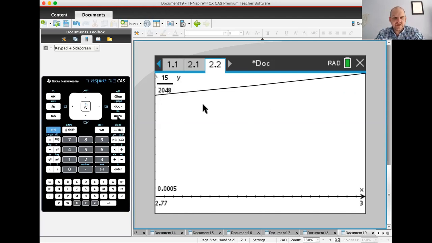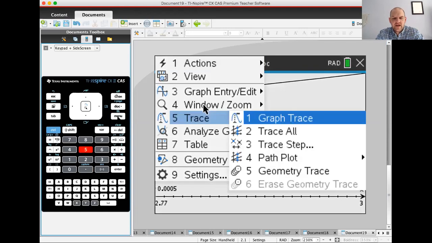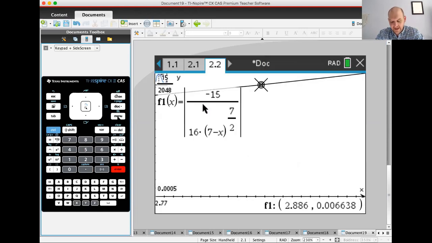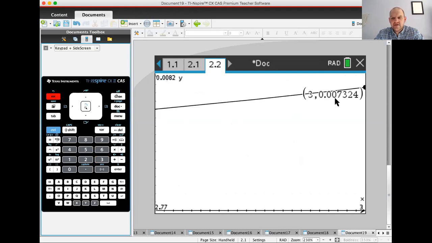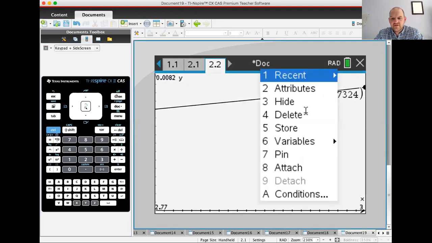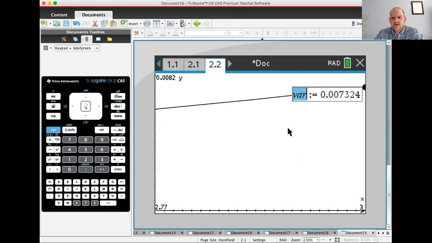Let me trace this thing. Menu, 5, enter. So it's going to happen at 3. And then I'm going to press enter to paste that and escape. And then control menu, store, and I want to store that as m, because that's the value I'm using for m. 0.007. Okay.